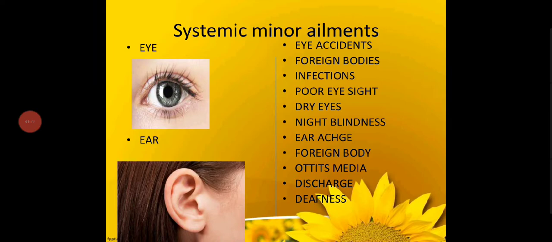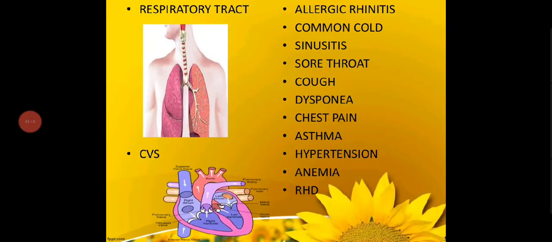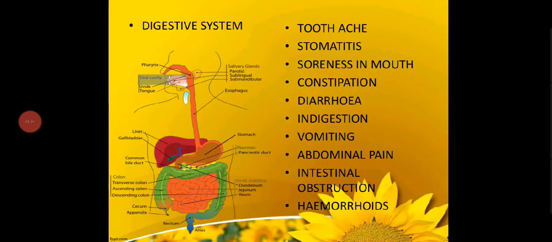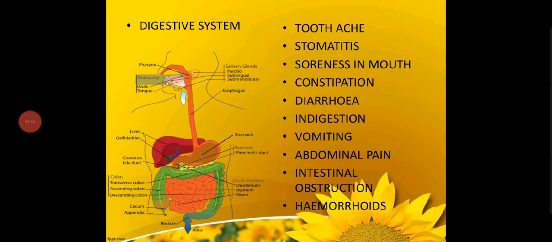In the ear: earache, foreign body in the ear, otitis media, discharges, and deafness. In the respiratory tract: allergic rhinitis, common cold, sinusitis, sore throat, cough, dyspnea, chest pain, asthma. And CVS: hypertension, anemia, and RHD. And digestive system: toothache, stomatitis, soreness in mouth, constipation, diarrhea, indigestion, vomiting, abdominal pain, intestinal obstruction, and hemorrhoids.